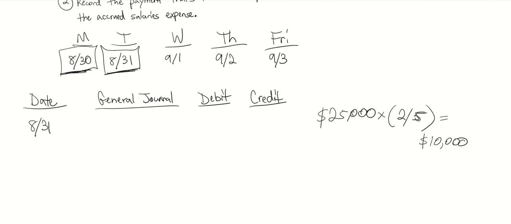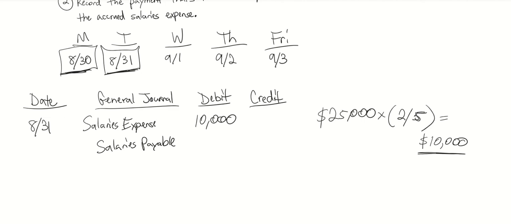To record the accrual in their books, they're going to debit salaries expense for $10,000, this amount right here. And then the credit is going to go to salaries payable for $10,000. Salaries payable is a liability account. The company is liable to make that payment to the workers. So this is transaction number one from up here.